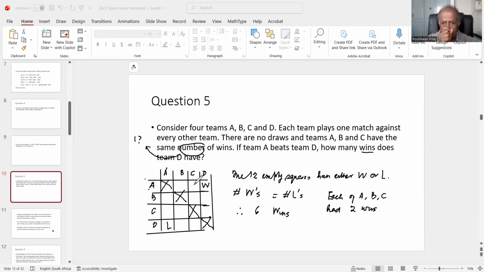See, all the wins, the 2 here, 2 here, 2 here. All right. So there's no wins left to put down in the last column. So therefore, here you will have to have only losses, right? So D has got zero wins because D will only sustain losses. So D lost all and D won none.